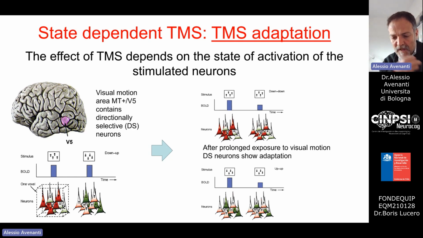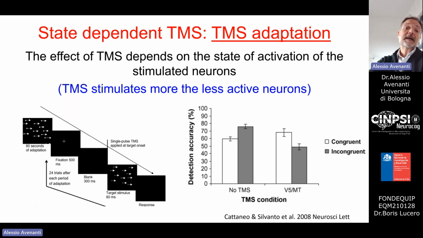So this idea that physiologically neurons tend to adapt can be used to increase the focality of the stimulation. Why is that? Well, because this has been demonstrated several times. It seems that TMS is able to stimulate differentially neurons that are very active and neurons that are less active. And in this particular study, for example, this has been demonstrated by applying TMS when participants were observing some target stimuli, showing leftward or rightward motions, one direction or the other direction, and participants had to discriminate these two stimuli.